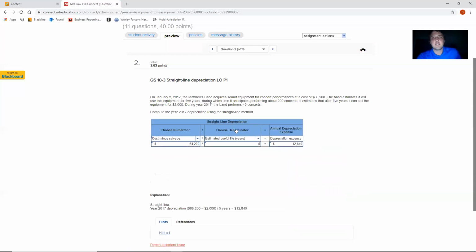All right, here they're actually calculating the depreciation. So we had a cost of this amount. The estimated useful life.